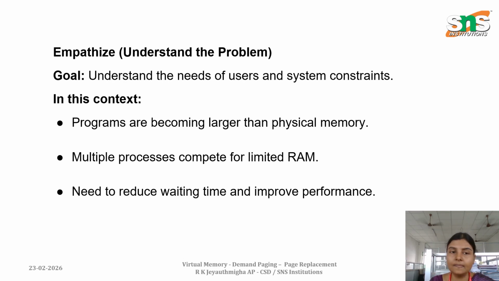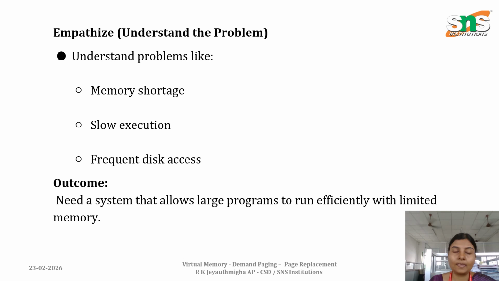So let us empathize. The goal is to understand the needs of users and system constraints. In this context, programs are becoming larger than physical memory. Multiple processes compete for the limited RAM. We need to reduce waiting time and improve performance. So we need to understand problems like memory shortage, low execution speed, and frequent disk access. The outcome should be a system that allows large programs to run efficiently with limited memory.